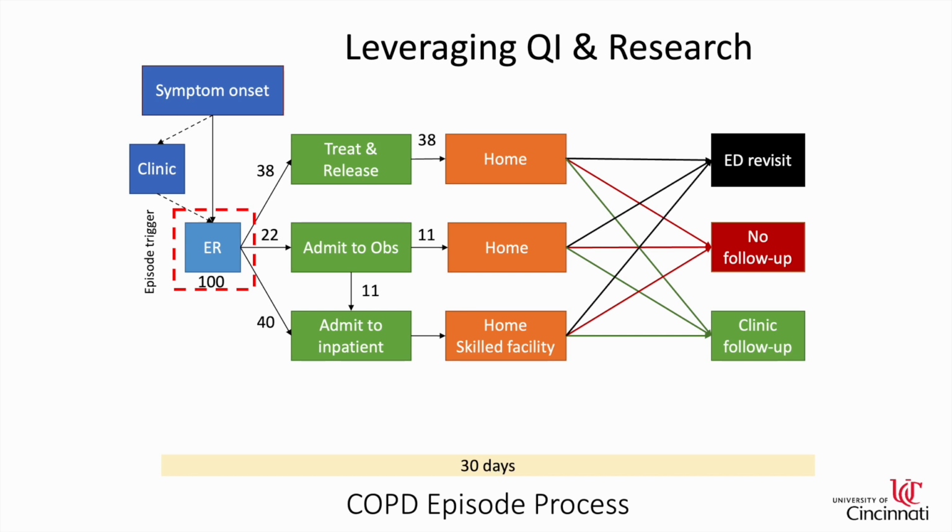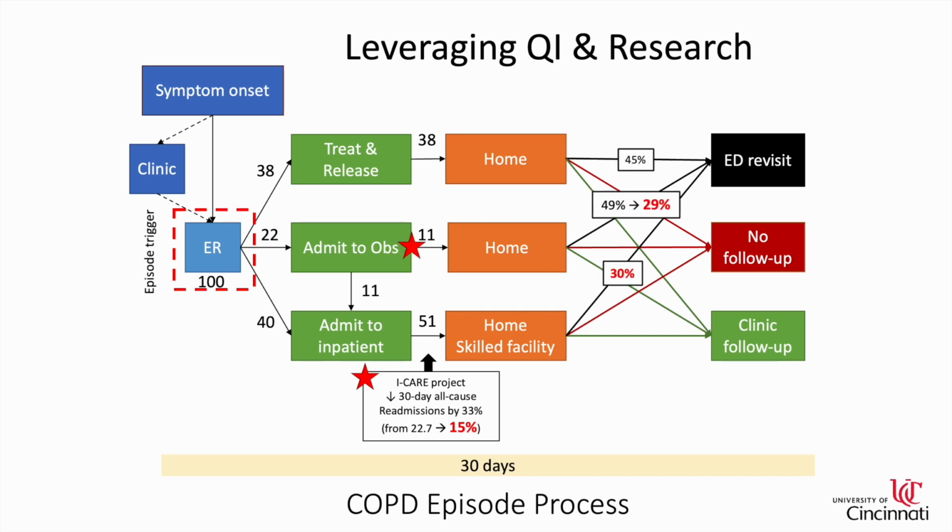The first project was to reduce COPD readmission rates for people who were admitted to the hospital. Here we investigated the system failures and gaps in care and developed a COPD care bundle and implemented it reliably to improve the outcomes and reduce the readmission rate from 22% to 15%. Then we spread the same practice to the ED observation unit and reduced the ED revisit rate from 49% to 29%.